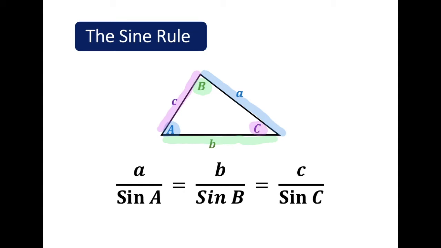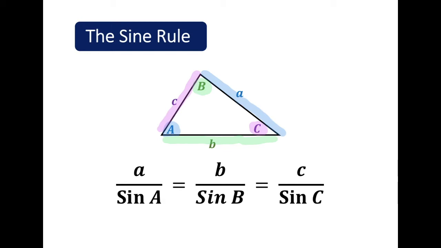So we can use any combination of the sine rule to be able to find the side length of a missing side or the angle size of a missing angle. So for example, we could use A and C and have A divided by sine of angle A is equal to C divided by the sine of angle C.